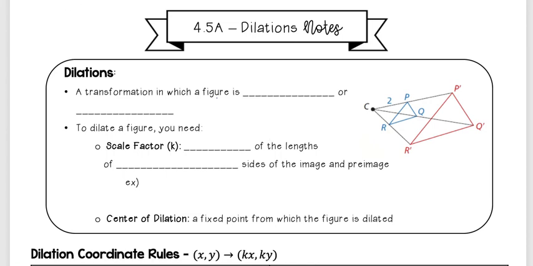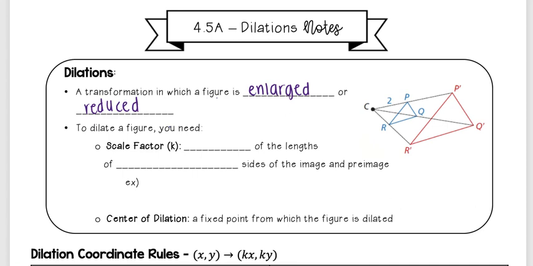This week we're going to be talking about our very last transformation, and that's going to be dilations. So dilation is a transformation in which a figure is enlarged or reduced. So it makes the shape larger or it makes it smaller. And so for instance here we have a triangle PQR. This one was enlarged to become P prime, Q prime, and R prime.